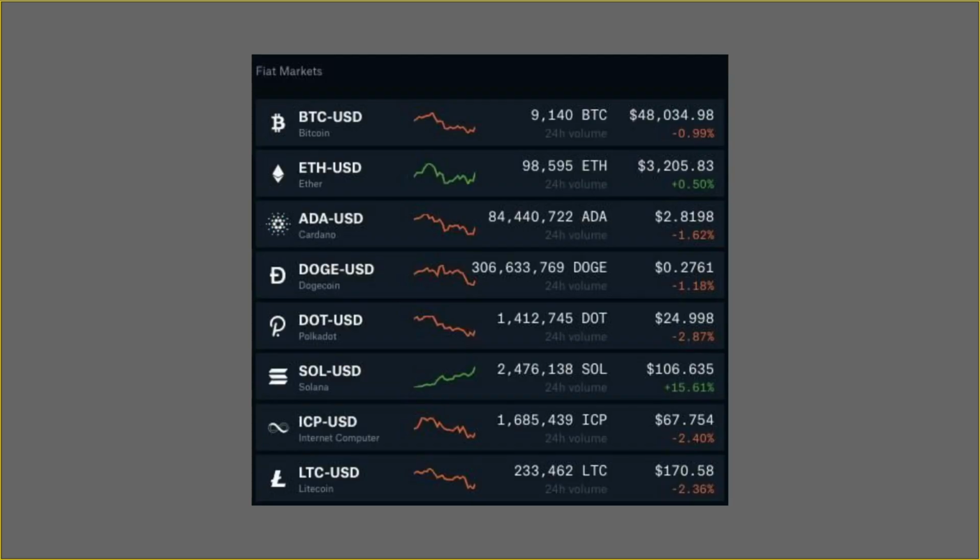Here are some examples. This is on the Coinbase exchange, but typically every exchange has a similar format where you'll see a list of options of currencies that you can buy, sell, and trade with. You see Bitcoin, ETH, Cardano, Dogecoin, Polkadot, Solana, and more. Each one of these is valued in terms of dollars, in this case the US dollar, a fiat currency. So we're seeing all these different trading pairs, specifically crypto into the US dollar valuation.